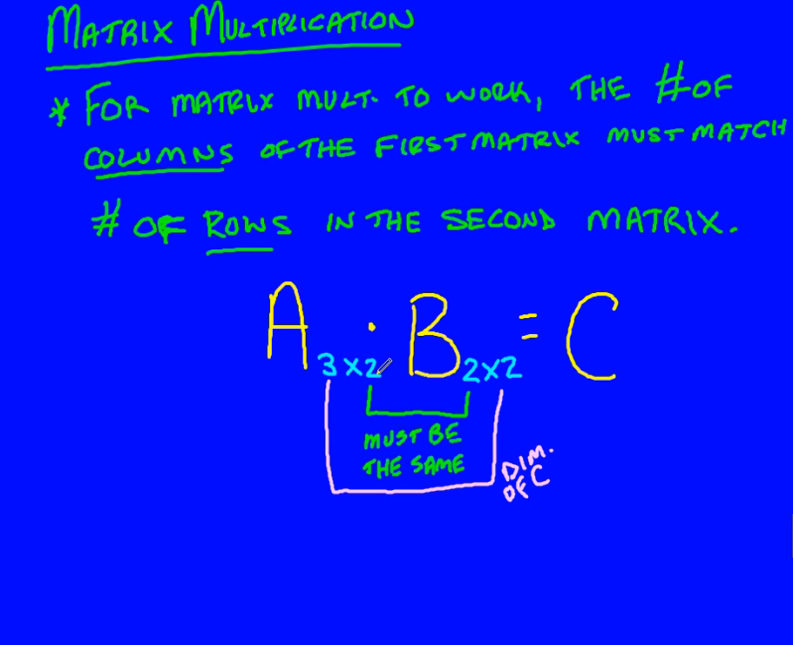So if you wrote it out like this, the middle numbers here would have to be the same, and then the outer numbers are what become the dimension of your resultant matrix. So your resultant matrix here should be a 3 by 2, 3 rows, 2 columns matrix. So let me show you how we're going to do this.